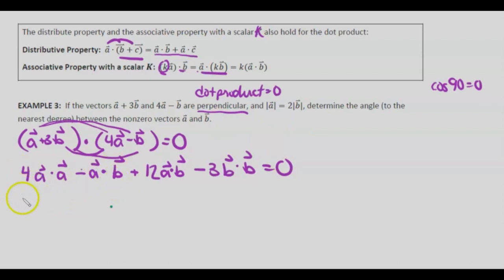Now let's simplify. Vector A dot vector A, we know from before, is the magnitude of vector A squared. Now these two are like terms: negative vector A dot vector B plus 12 vector A dot vector B gives plus 11 A dot B. And the last one is negative 3 times the magnitude of vector B squared, and this all equals 0.